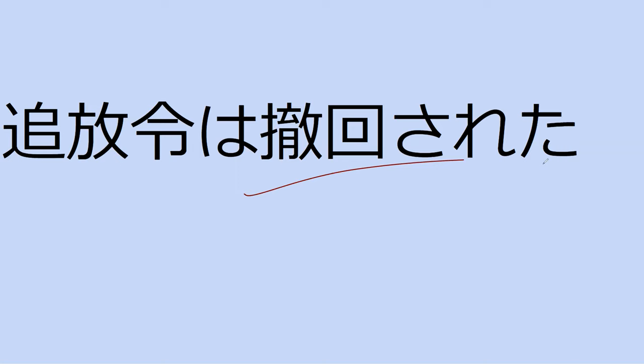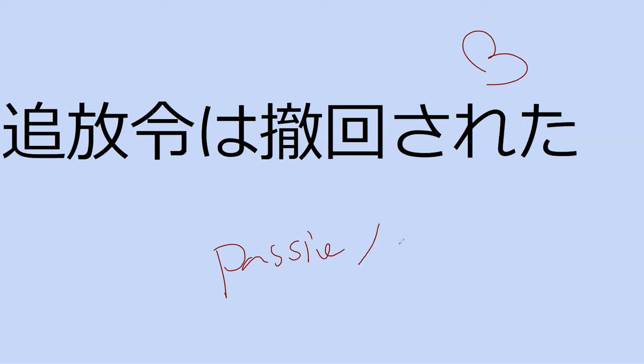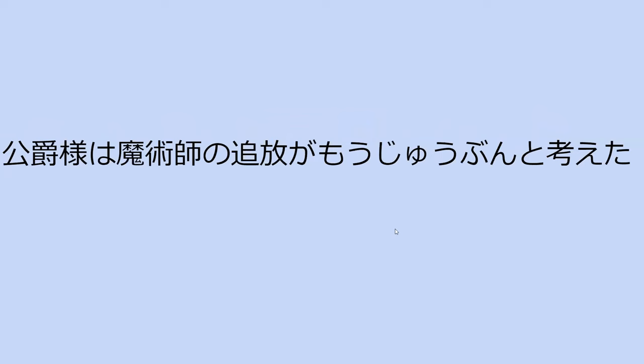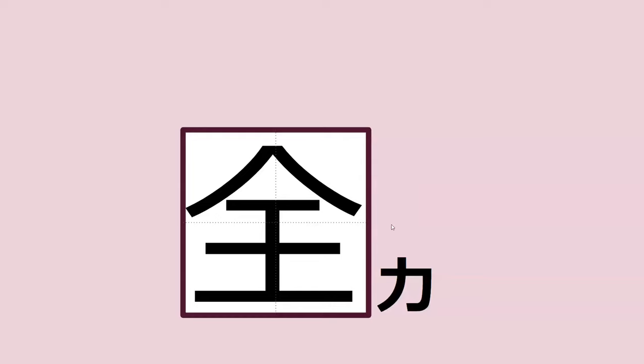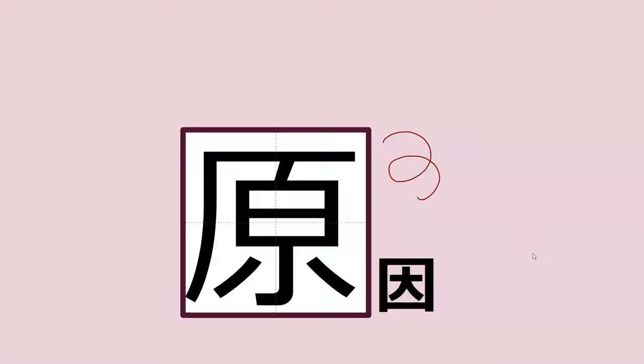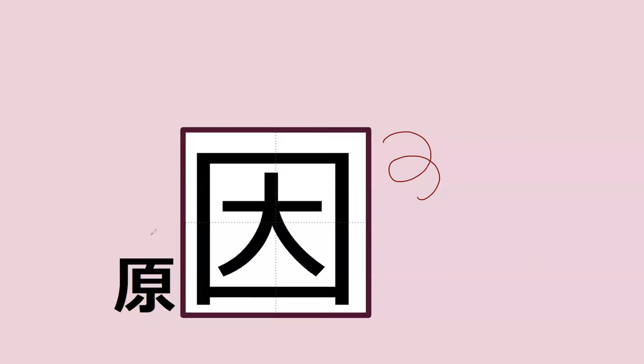Tuiho re wa hekkai sareta. What does that mean? So here we have the passive of suru in the past form. So it was already caused. The command for exile was already made to be redacted. Exactly. Redacted. It's passive. Passively done. It was done to the subject. So, origin started with gen. What did it end with? In. Hi, gen in. Perfect.